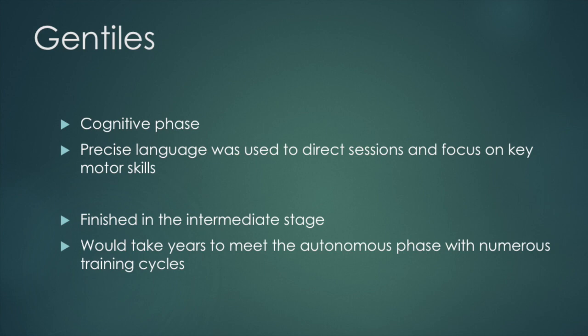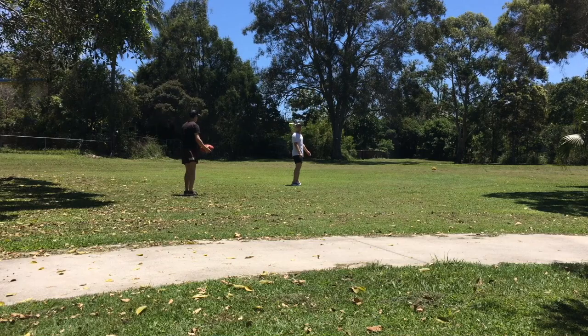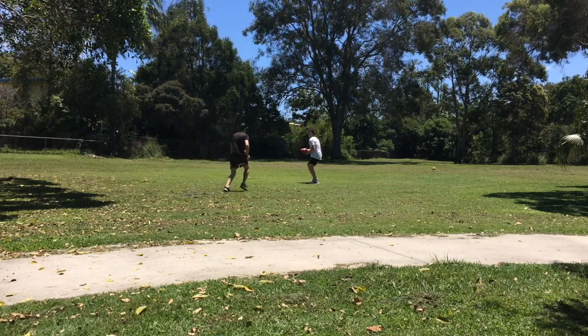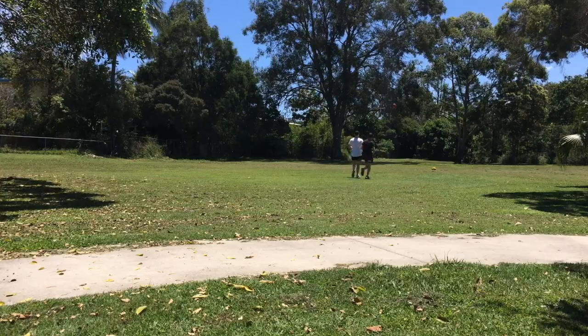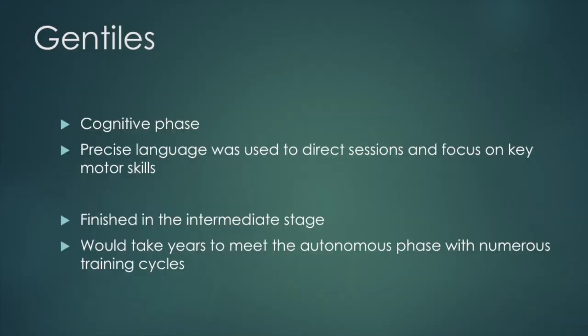Following, in week 4, the participant finished in the intermediate stage, with fewer errors and refinement being seen, with cognitive problems being solved in the in-game scenarios. Although the learner never became proficient with the skill, and it would be argued that more cycles of training would have to be incorporated in order to make the skill autonomous.